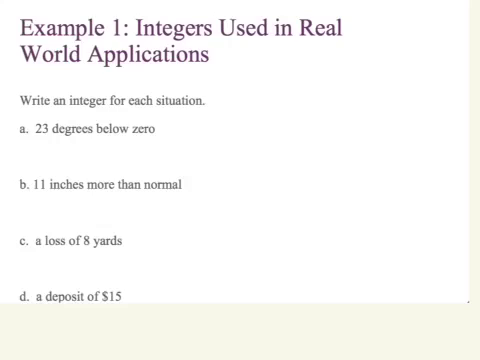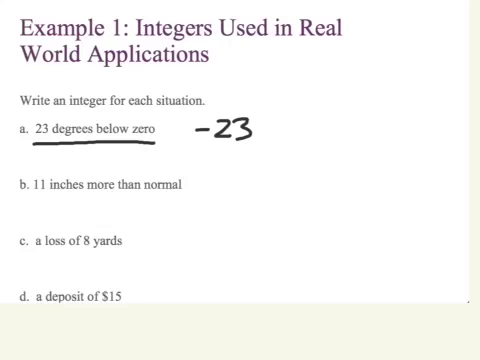So what we're going to do is read each of these sentences, and think of what integer, negative or positive or 0, we're going to use for each situation. So in this first one, 23 degrees below 0. We know things that are less than 0 are negative, so it makes sense to do -23 here.